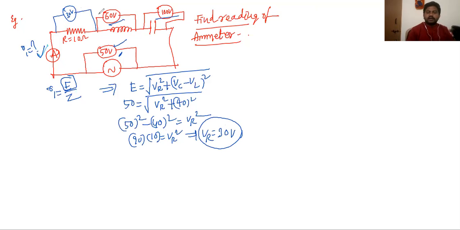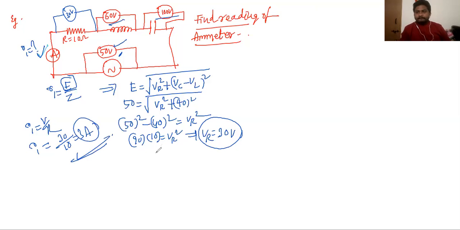Now current you can find out. I is equal to V by R, where V is 30 and R is 10. So what is the answer? 3 ampere. Like this, you can solve the question.